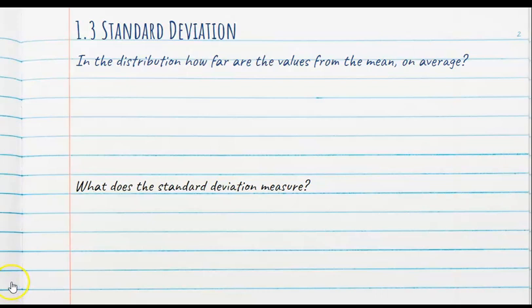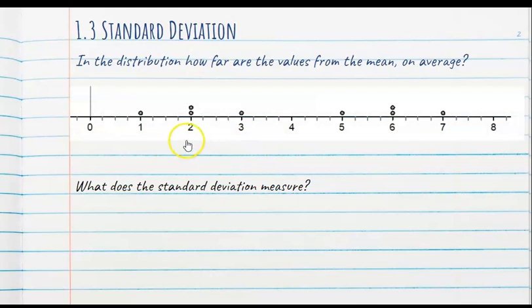All right, in 1.3, we're also looking here at standard deviation. So it's another measurement of spread. So in this distribution, how far are the values from the mean on average? Well, the mean is probably in the center. If you balanced it, it would probably fall in the center.